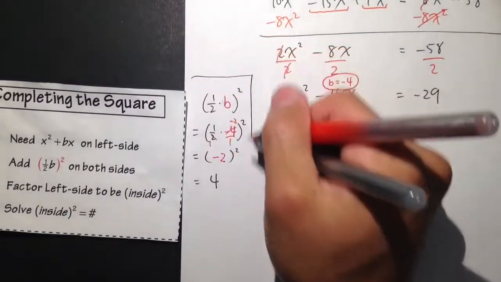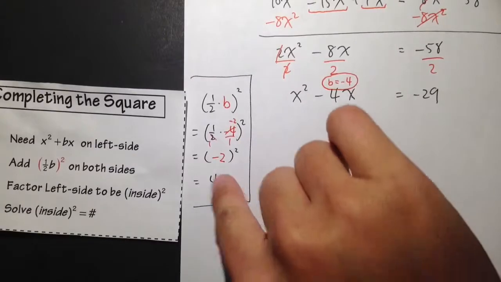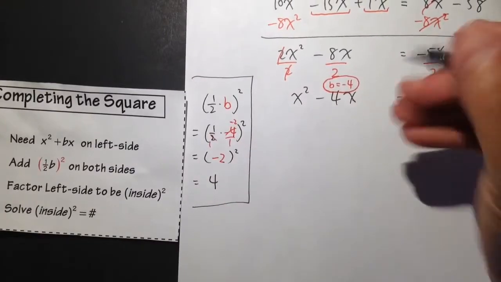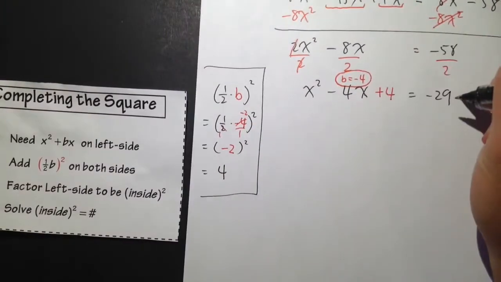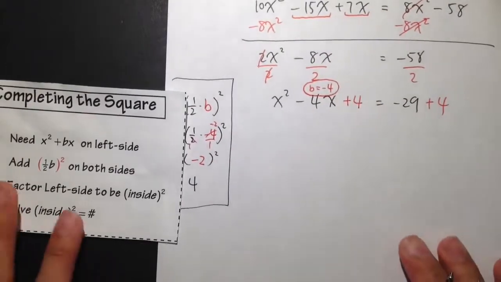And let me box this, just my scratch work. This is the result I'm going to add on both sides. Plus 4 here and plus 4 here. Okay.